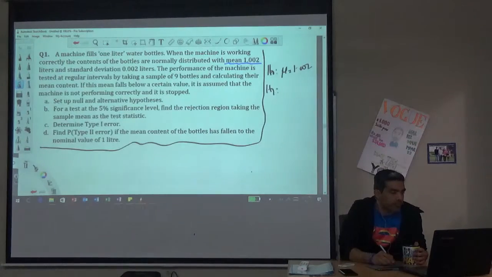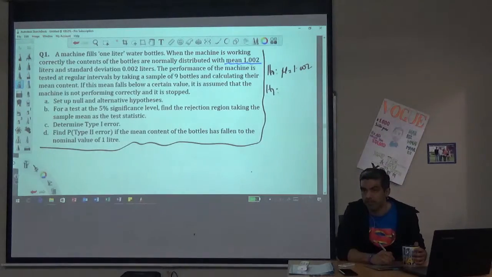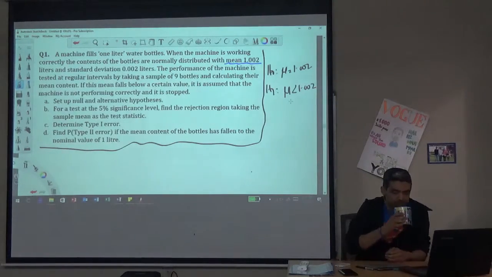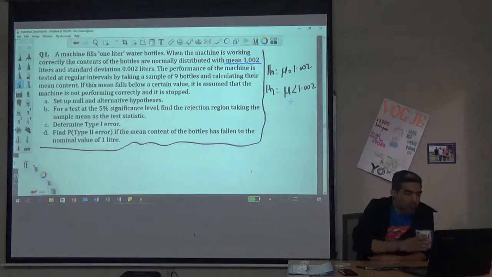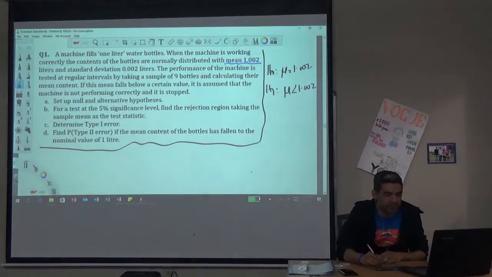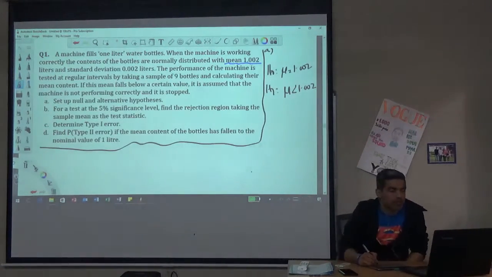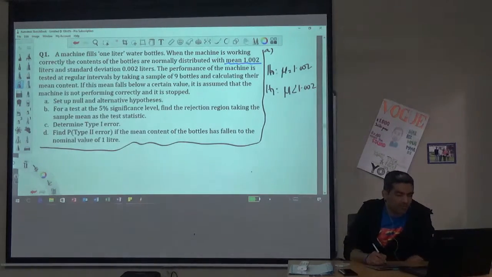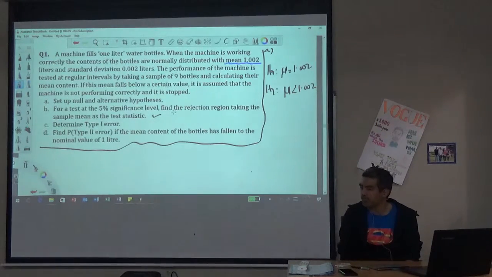But the performance of the machine is tested at regular intervals, and the mean content is calculated. If this mean falls below a certain value, it is assumed that the machine is not performing correctly. So our research hypothesis should be the mean is less than 1.002. It's a one-tailed test. Set up the null and the alternative hypotheses. Part A is done. For a test at 5% significance level, find the rejection region taking the sample mean as the test statistic. So we just need to identify the rejection region here.